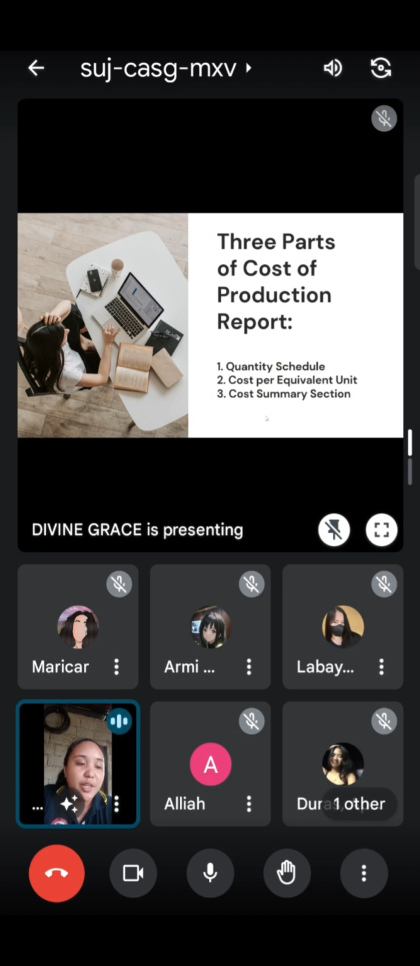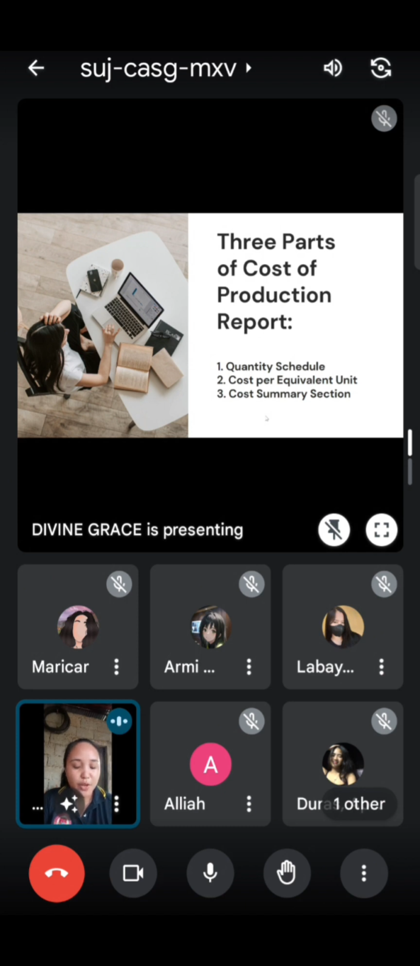This helps determine the cost of each unit produced. So, ang formula naman sa pagkuha ng cost per equivalent unit is the total cost is equal to last month cost plus current month cost plus cost from preceding department. So, dito naman sa cost per equivalent unit, makikita mo naman yung information regarding sa kung ilan yung nagastos niya per unit na na-produce niya.